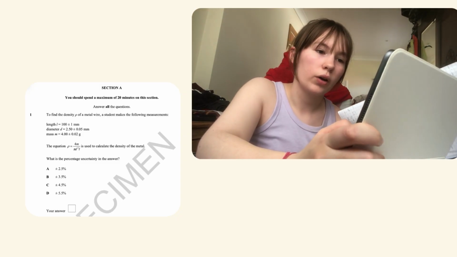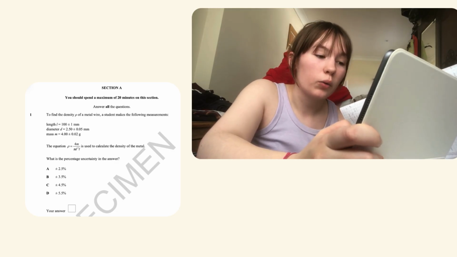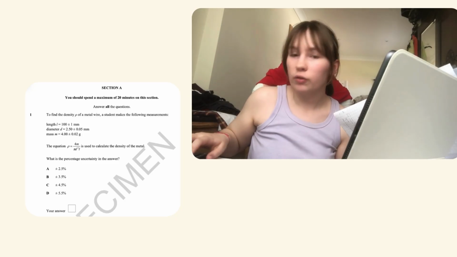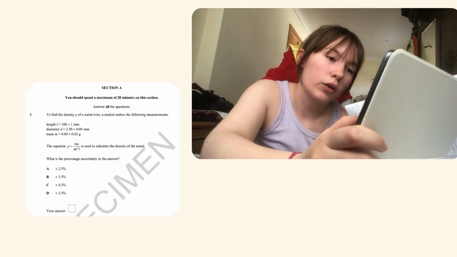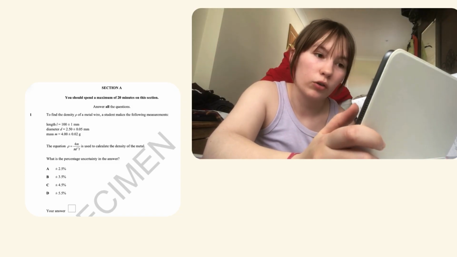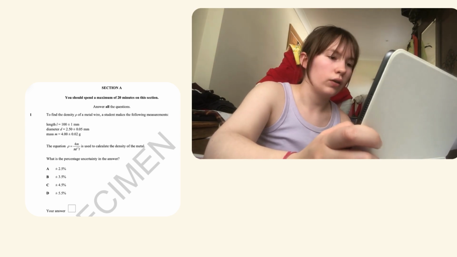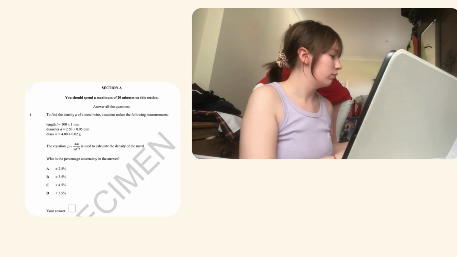Find the density of a wire, a student makes the following measurements. Okay, to carry out percentage uncertainty, immediately just use the fraction function in a calculator. Make sure that any squared functions are multiplied by 2, cubed multiplied by 3, and so on. I should probably say the answers.